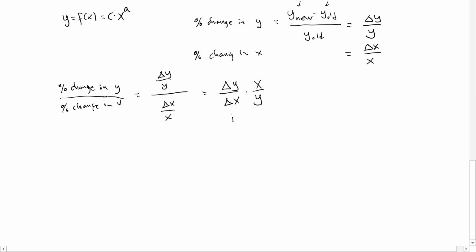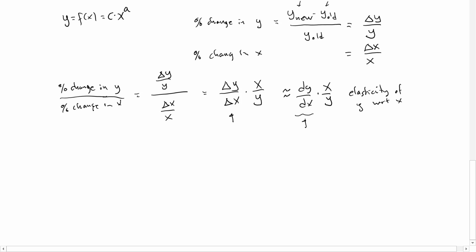This part here, that's the thing we typically call a Newton quotient. We know that as delta x goes to 0, this converges to the derivative f prime x. So that means that this is approximately equal to dy dx times x over y. And this approximation is better the smaller delta x is. And the expression is called the elasticity of y with respect to x.